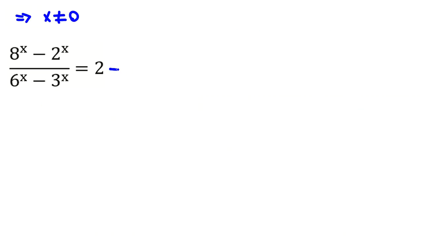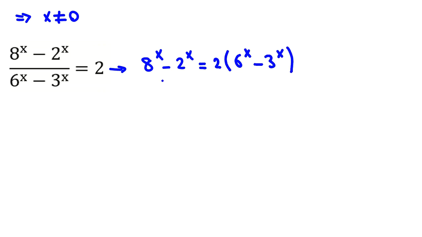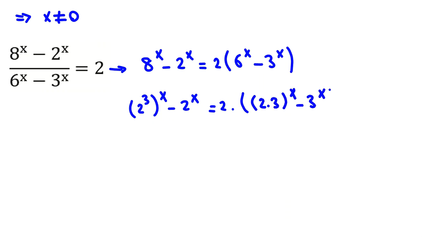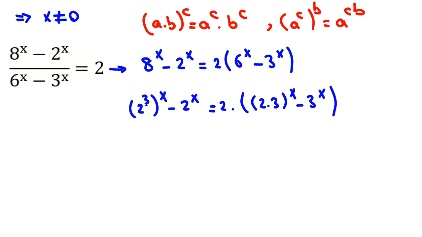So in this part, at first we cross multiply. It will be 8^x minus 2^x equal to 2 times 6^x minus 3^x. So 8 is what? 8 is 2 cubed, so 2^(3x) minus 2^x equals 2 times (6^x minus 3^x). Here, 6^x, let's write that first, is (2 times 3)^x minus 3^x. If we use the power rules again, here we use this part: 2^(3x) minus 2^x equal to 2 times (2^x times 3^x minus 3^x).